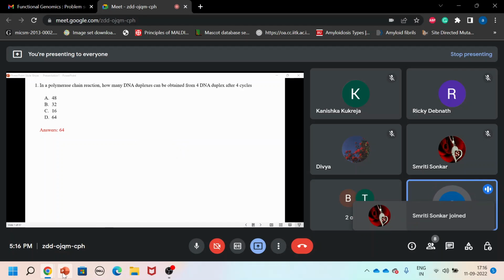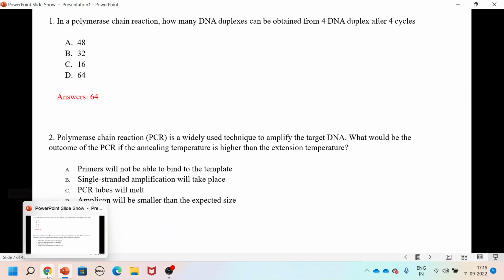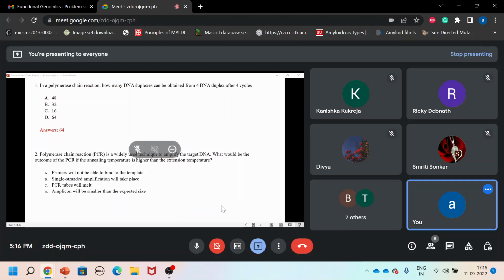So the next question is: in a polymerase chain reaction, which is a widely used technique to amplify the target DNA, what would be the outcome of the PCR if the annealing temperature is higher than the extension temperature? Anyone who would like to answer? Will primers not be able to bind to the template, will single-stranded amplification take place, will PCR tubes melt, or will the amplicon be smaller than the expected size?